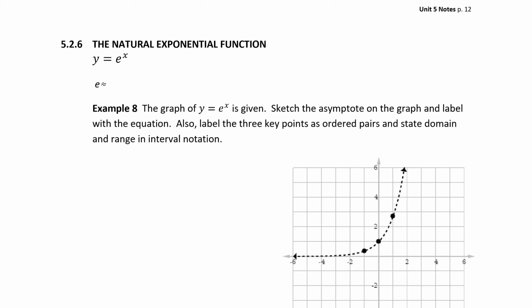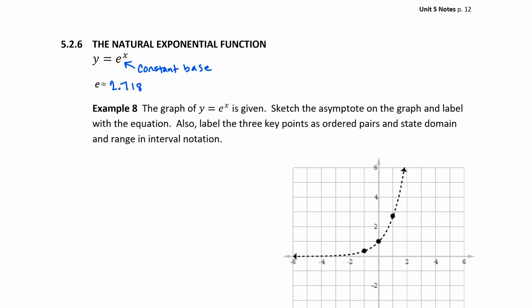I have one last little tidbit to share with you to wrap up section 5.2, the natural exponential function. The function y equals e to the x qualifies to be an exponential function because it has a constant base. Now, if you've never seen the number e before, it has an approximate value 2.718.